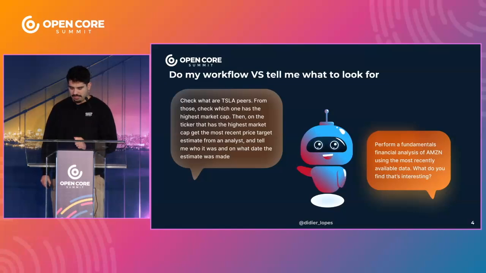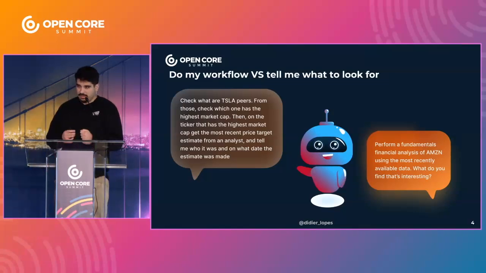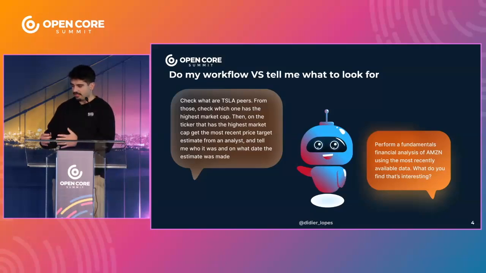So the first one is do my workflow. So this is basically an analyst that knows what they want to get done. And so I'm just telling my agent that I want this to get done. And this prompt does check what are Tesla peers. From those, check which one has the highest market cap. Then on the ticker that has the highest market cap, get the most recent price target estimate from an analyst and tell me who he was and on what date the estimate was made.